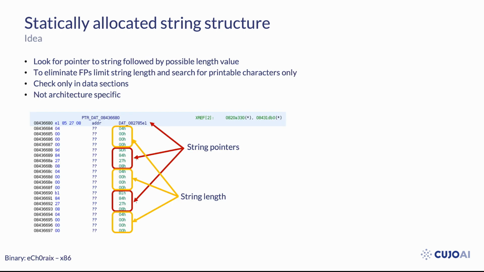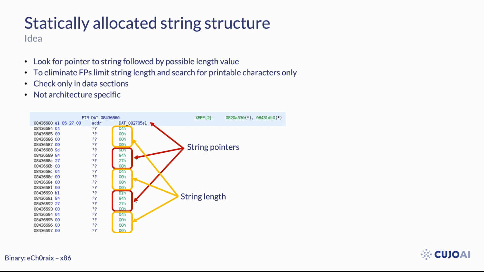So now that we talked about the dynamically allocated string structures, let's take a look at the statically allocated string structures. Basically here what we want to do is look for a series of pointers to the string followed by a possible length value. Obviously there are many possibilities to have false positives here, so we wanted to limit these. So we limited the length of the string, we searched only for printable characters and check only in data sections.